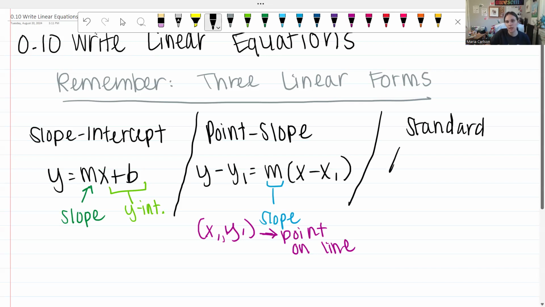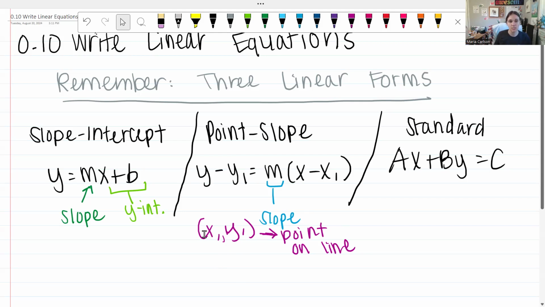And then lastly, we have standard form, which is the form ax plus by equals c. With this form we can't really get anything out of it. It is more useful for real world examples. We can get the x and y intercepts, but we have to do a little bit of algebra to get that. You can't just look at it and tell me what the slope is, or what the y-intercept is, or what a point on the line is with standard form.